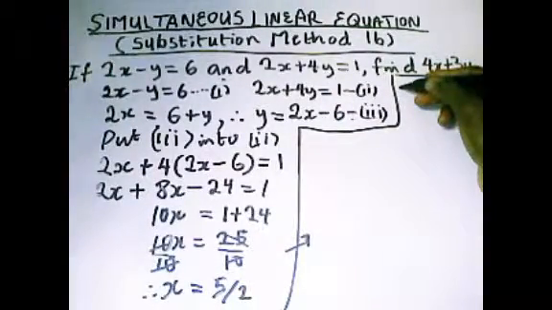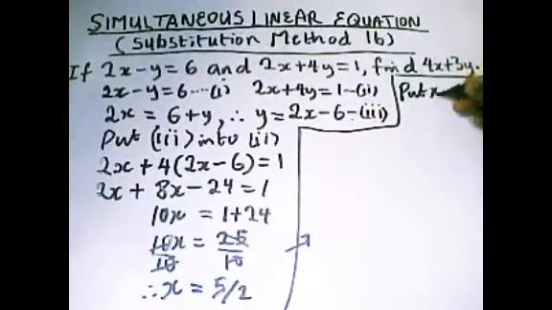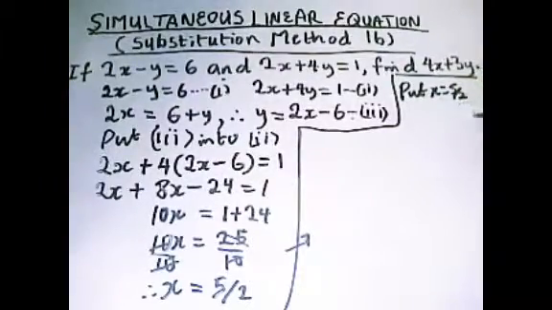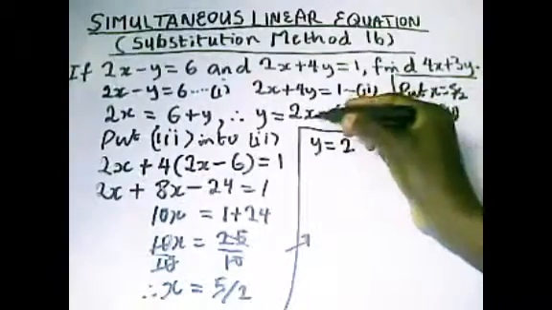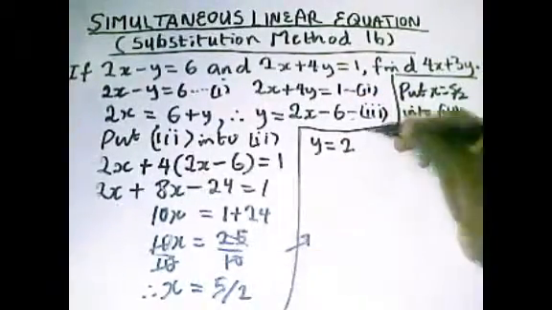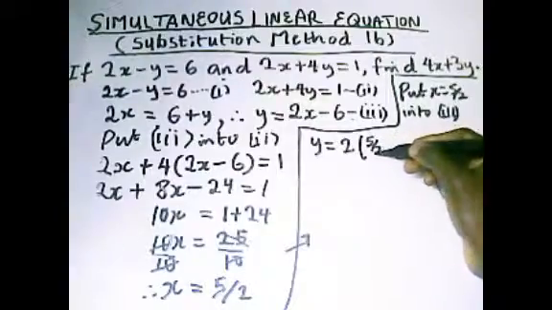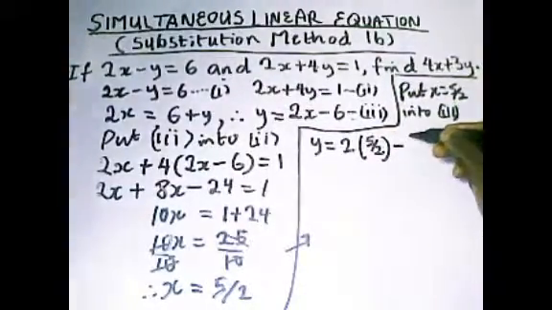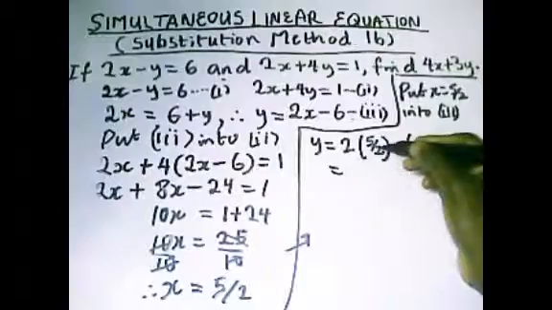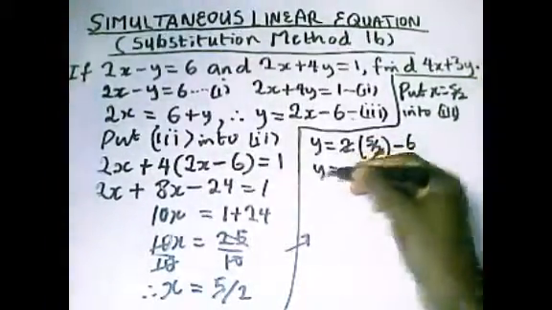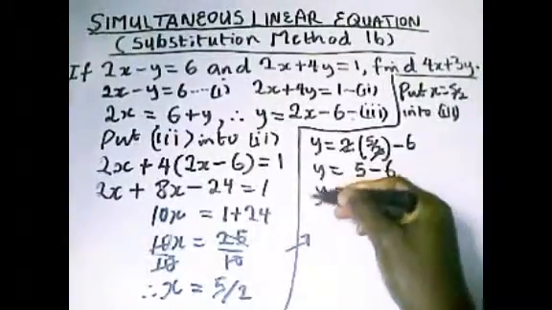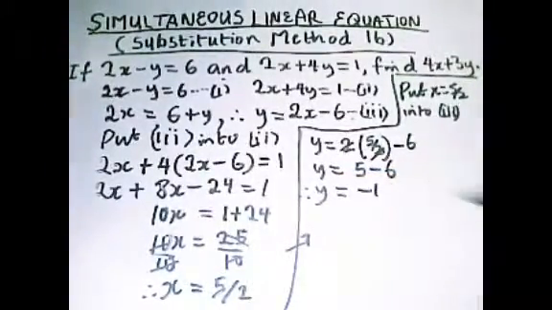So in equation 3 we put x equals 5 upon 2. Now we have y equals 2 times the value for x, which is 5 upon 2, then minus 6. If we simplify, we cancel this 2, and you'll be left with 5 minus 6, and 5 minus 6 will give us the value for y as minus 1.